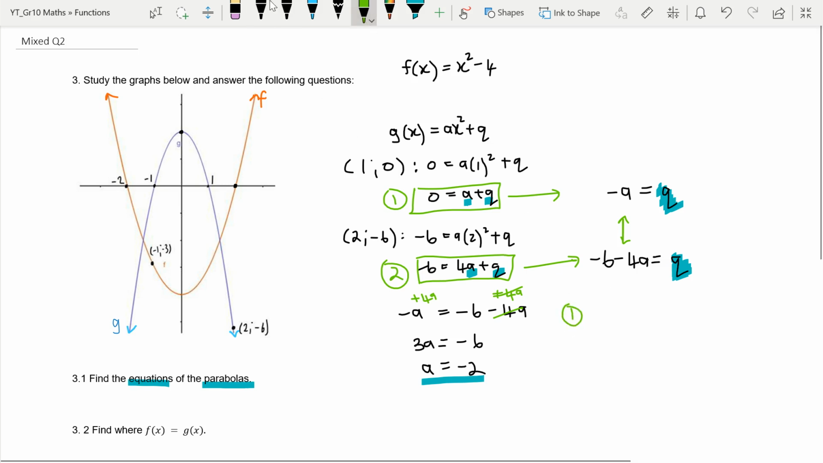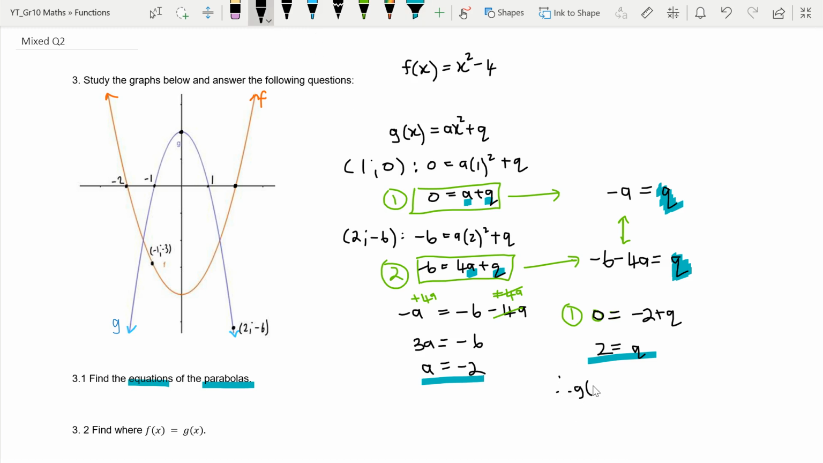Doesn't matter which one you plug into. But into equation 1, in the place of a, I'm going to plug in negative 2, plus q. And then q is equal to 2. So there I found both a and q, and we found our equation. Therefore, our g of x, our blue graph, is equal to negative 2x squared plus 2.